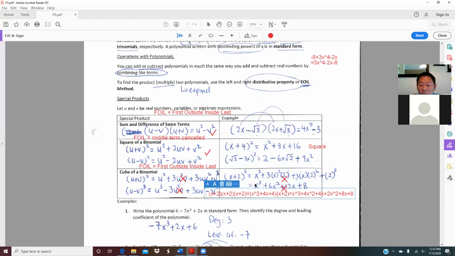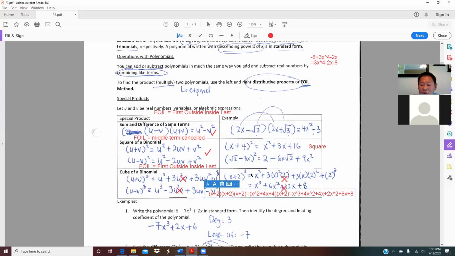So x cubed you will get here. This is the x cubed here. And then 4x squared and 2x squared, 4 plus 2, you will get 6x squared. And then 4x plus 8x is 12x. And then you got the 8 behind. So that is how we do this answer here.